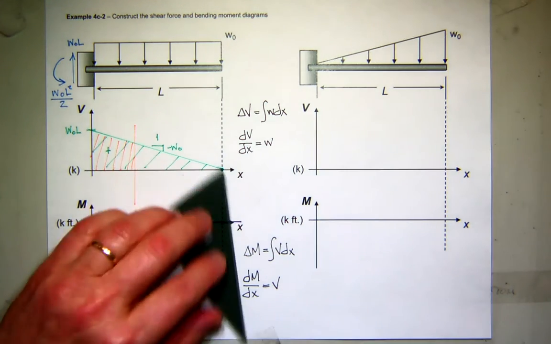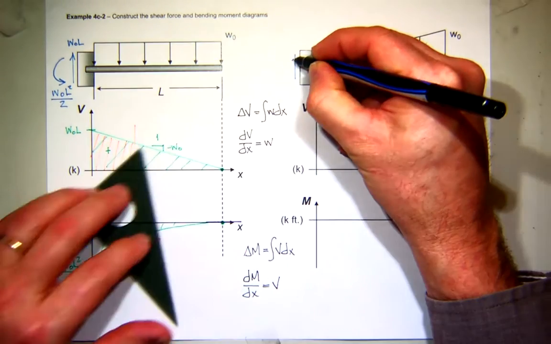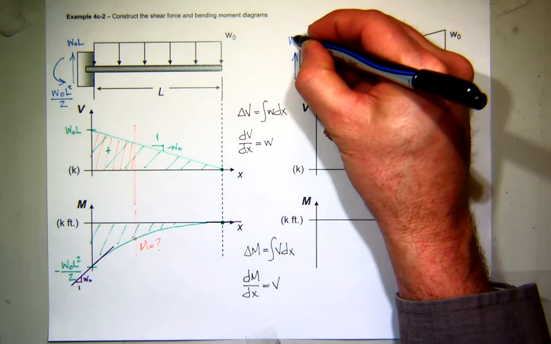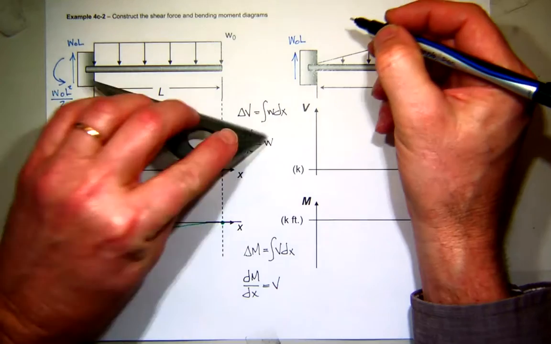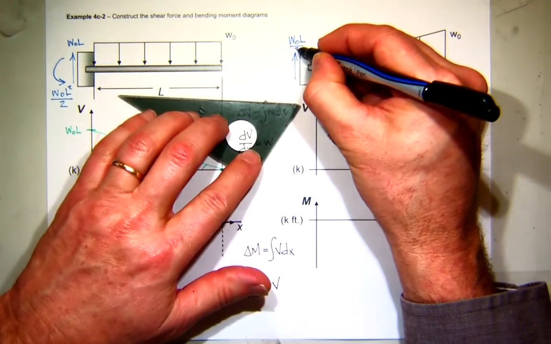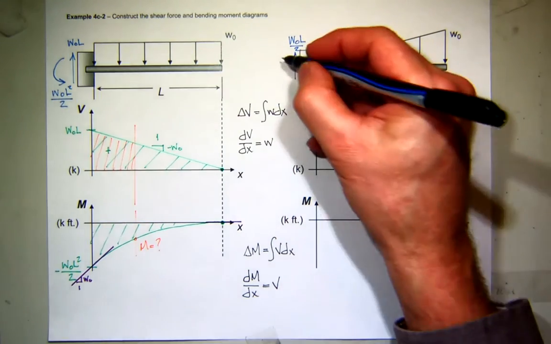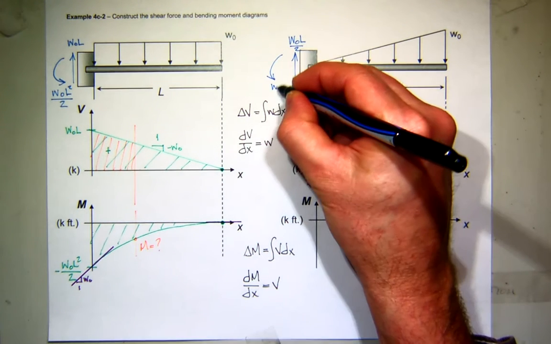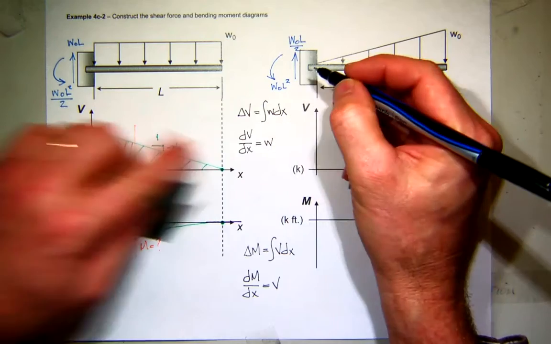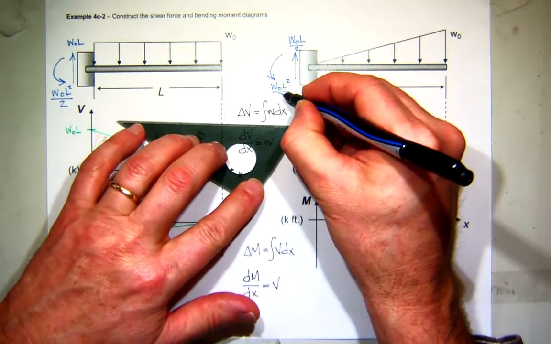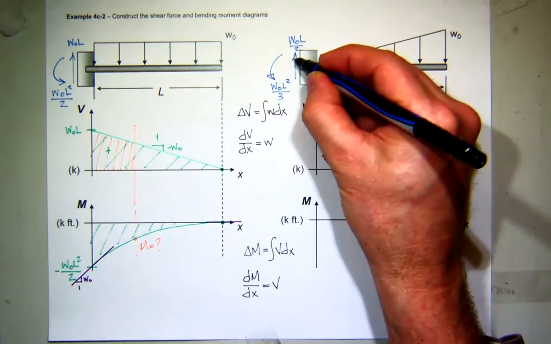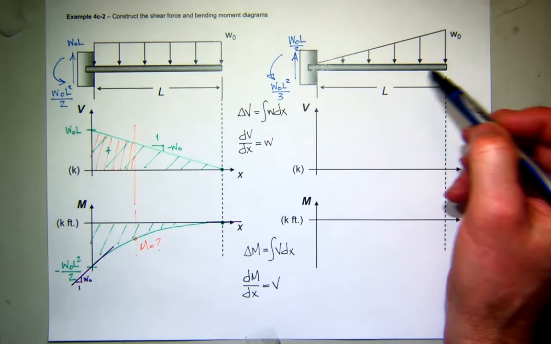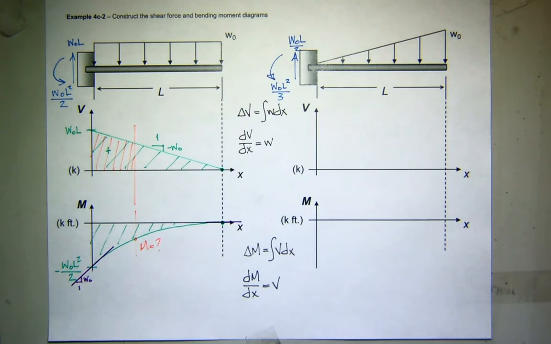So again, I'll go ahead and calculate and tell you that the value of that reaction is going to be W naught L over 2, and that the moment will be W naught L squared over 3. And if that really bothers you right now, just go ahead and solve for these reactions with a free body diagram of the structure, and you'll be okay.